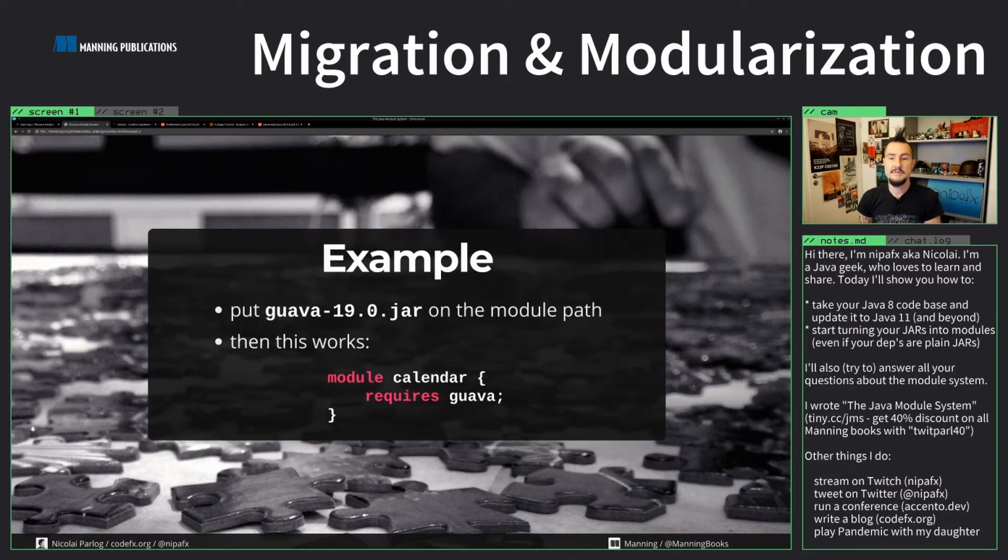So let's say you have guava-19.0.jar, and you put that into the module path. That jar does not have a manifest entry as far as I know. And if you put it into the module path, then the jar name will be used to infer its name. Java will notice that this is a version and will drop it, and will give it the name guava. So for this guava jar, you get an automatic module with the name guava. And then you can reference it this way.